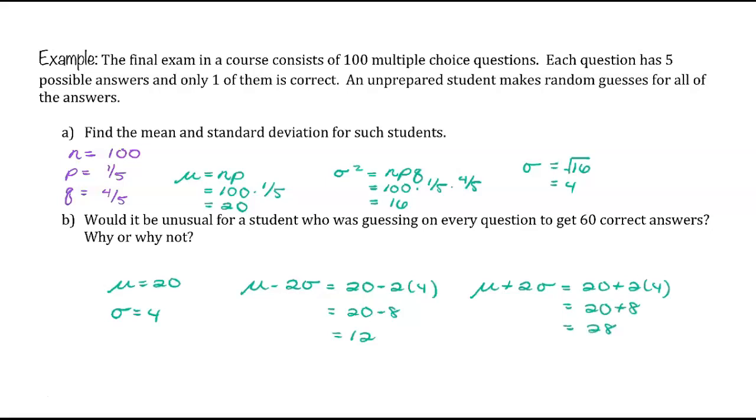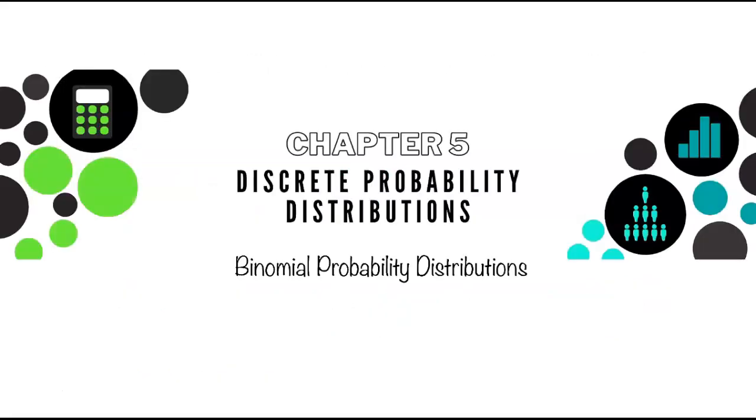That means that usual values in this case are between 12 and 28. In other words, 60 is considered unusually high. It is much more than 2 standard deviations above the mean. That concludes this lecture video on binomial probability distributions.